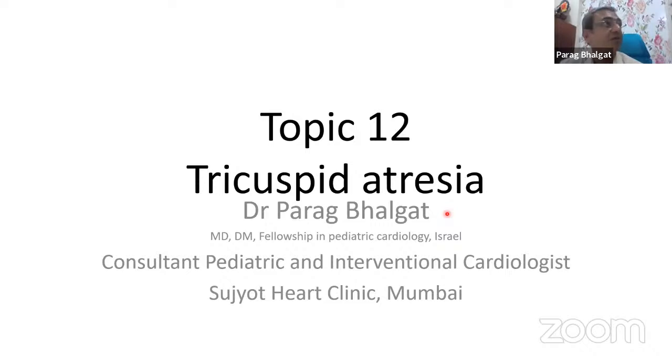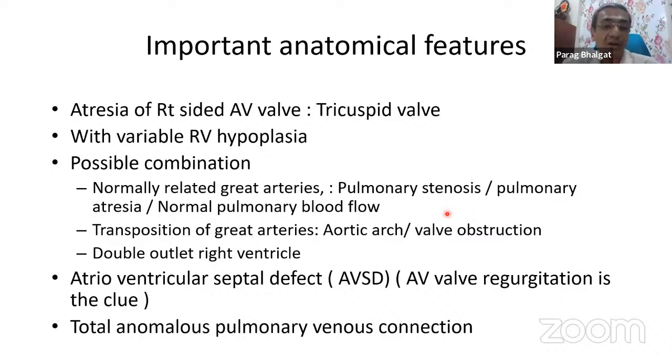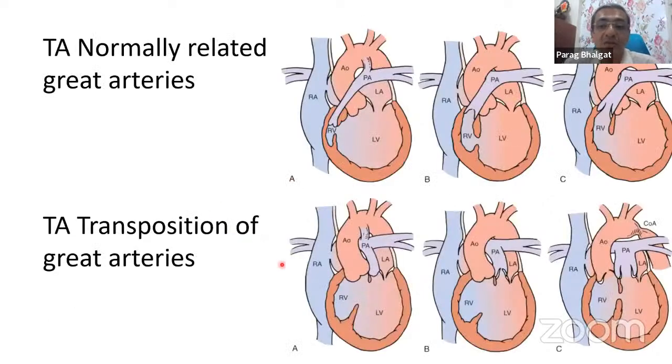Coming to another important lesion that we commonly see, tricuspid atresia. Atresia of right AV valve or tricuspid valve. It's with a hypoplastic RV. A combination of many. It can be normally related great arteries. It can be transposition. It can be double outlet. It can come with AVSD. Normally related great arteries can come with pulmonary stenosis, pulmonary atresia, and increased pulmonary blood flow. Same with transposition, but it is more commonly seen with aortic arch obstruction, valve obstruction, and coarctation. We will see a case like this. Occasionally, you can see total anomalous pulmonary venous connection. And left SVC is quite common with tricuspid atresia. These are the varieties.